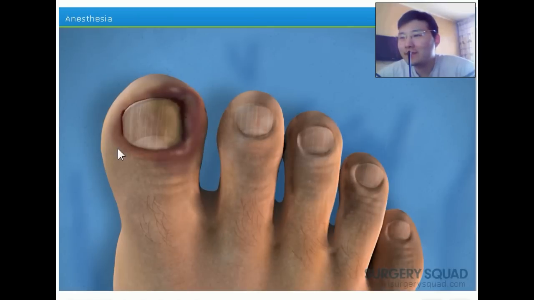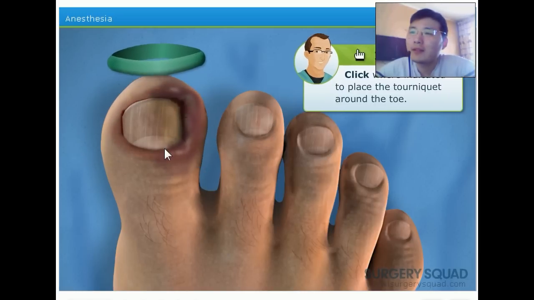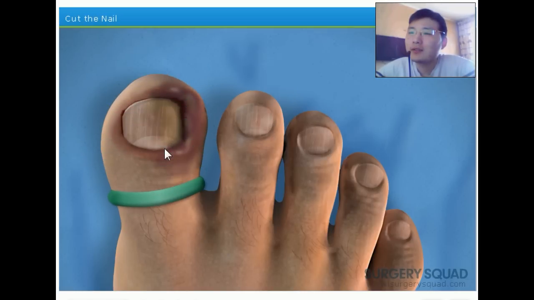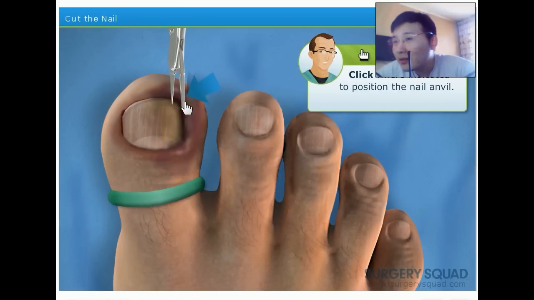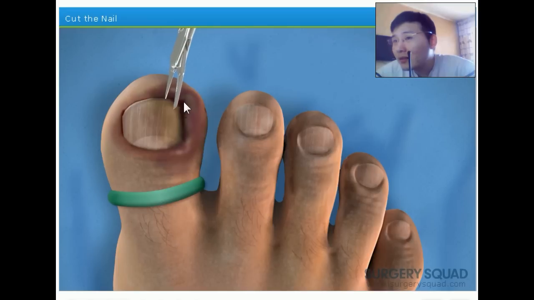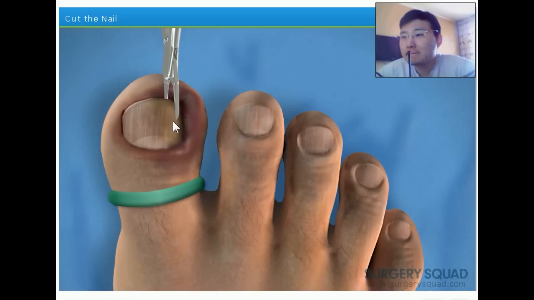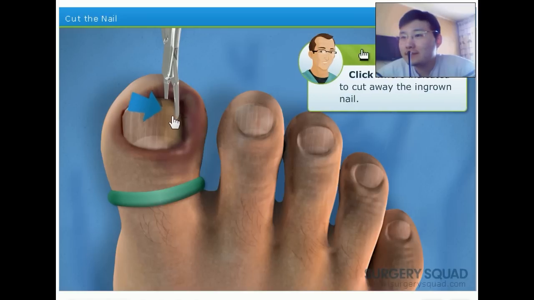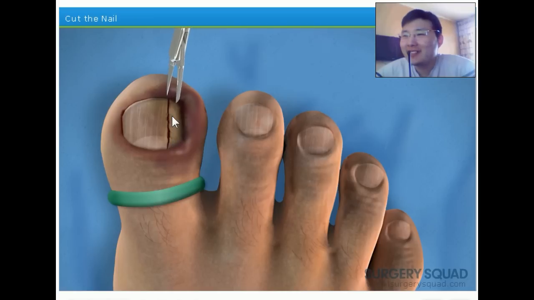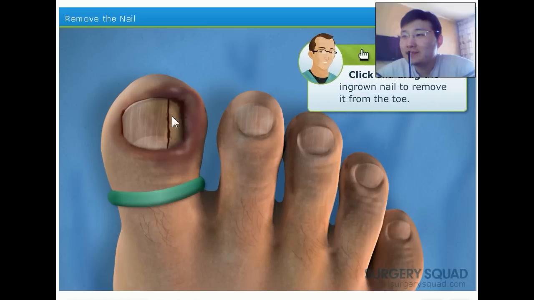Now that our patient's toe is numb, place the special tourniquet around the toe. This will help reduce the amount of blood coming from the wound. Once you've done that, first, carefully slide one blade of the nail anvil under the affected nail. We're going to go down the nail until we feel a little bit of resistance. Our patient's going to feel some pressure as we cut away the ingrown nail. Great. Take the forceps and carefully remove the ingrown nail.